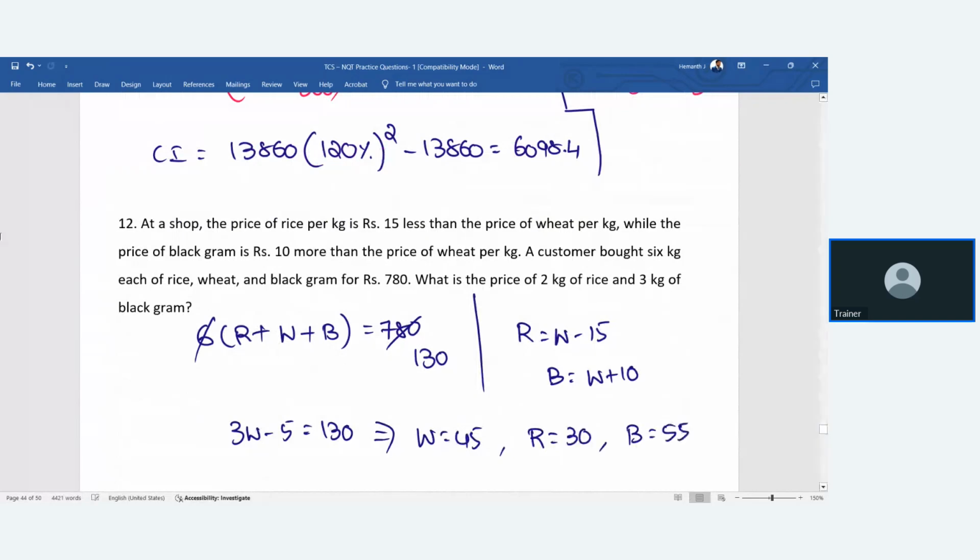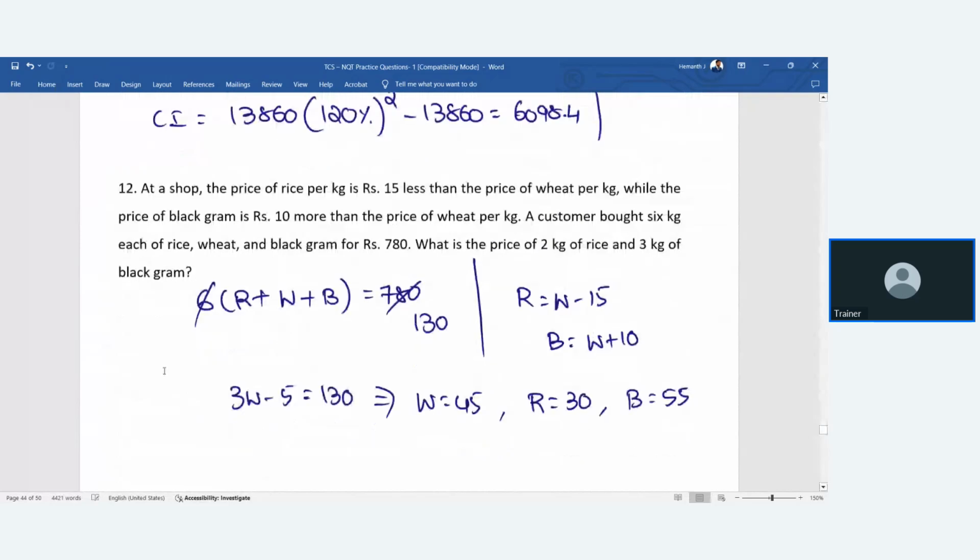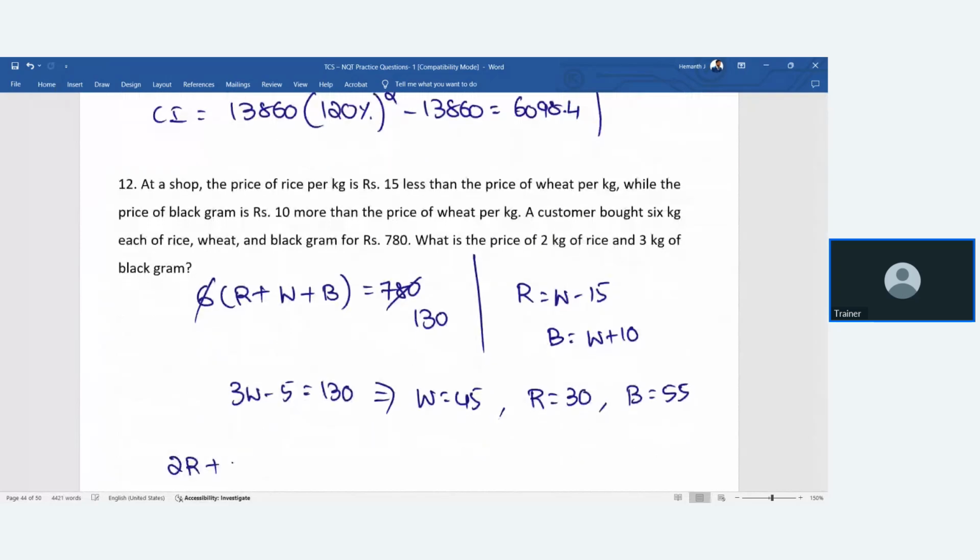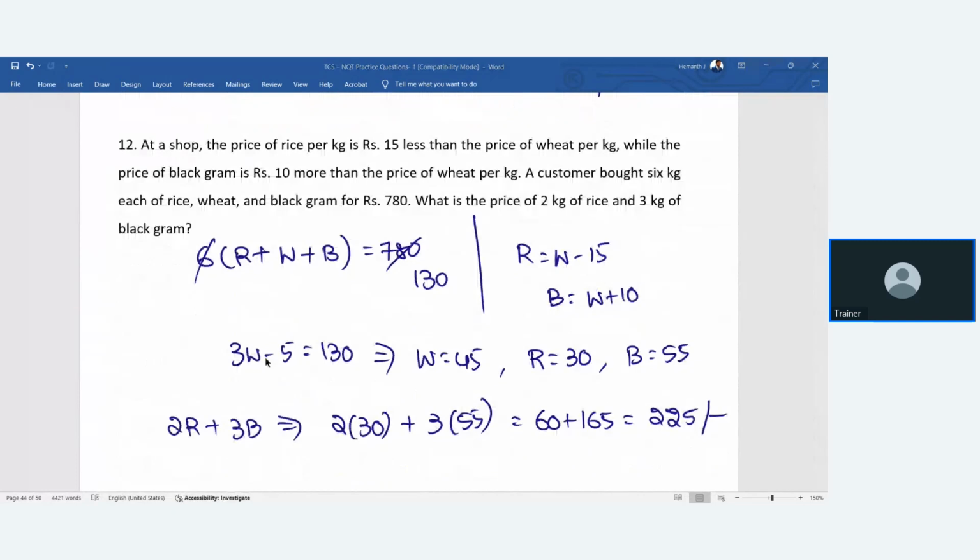Now your question is regarding 2 kg of rice plus 3 kg of black gram. Means 2 into 30 plus 3 into 55, 60 plus 165, 225 should be your answer. Price in rupees, so 225 rupees should be your answer. Yeah, options are there. Intentionally, I gave it like a fill in the blank. Okay, option 225 should be your answer. Got it?